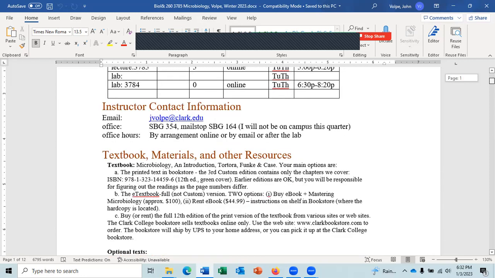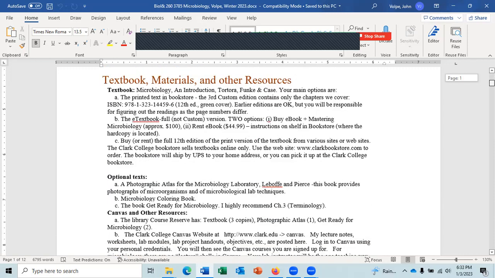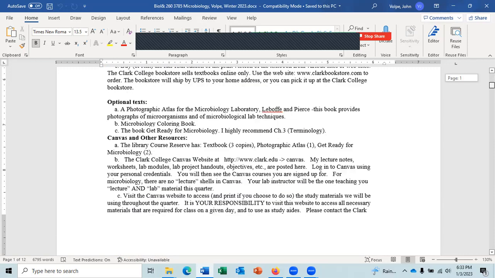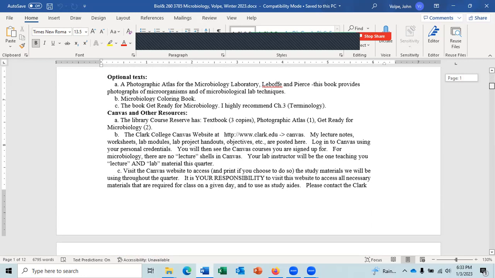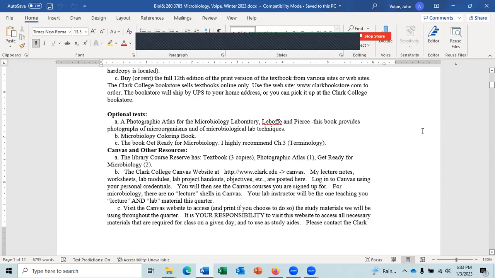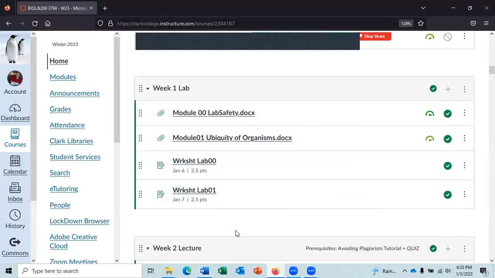All right, let's talk a little bit about the parts of the syllabus concerning the lab. There is no textbook for the lab. There are some optional textbooks, but all of the material for you will be in Canvas, which I already showed you. You need lab module 00, as well as the worksheet. Any question about any of that?